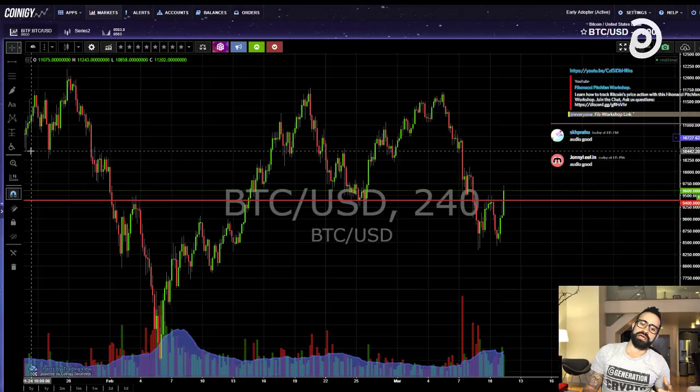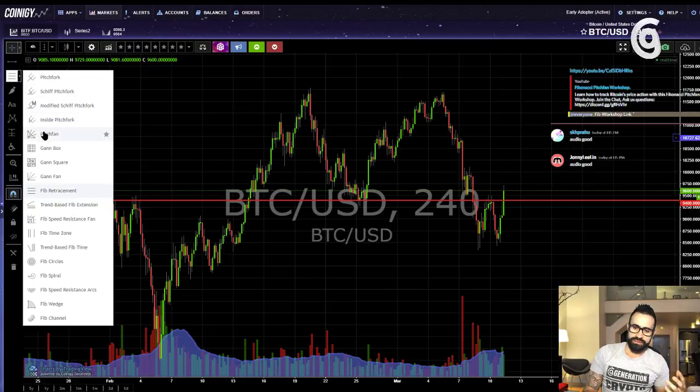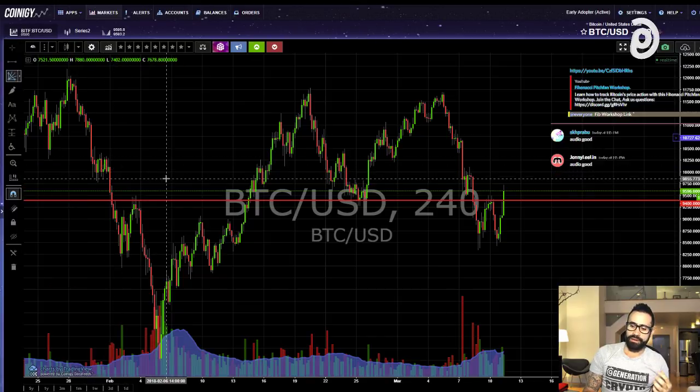Now, pitch fans. There are several types of pitch fans. There's a Gann pitch fan, there's a standard pitch fan, and there are these pitchforks. I personally like to use this standard pitch fan.